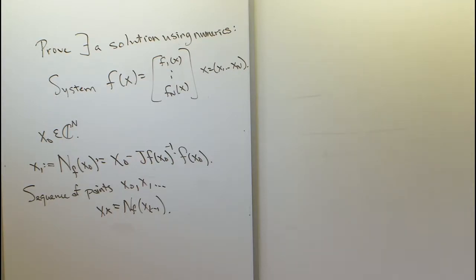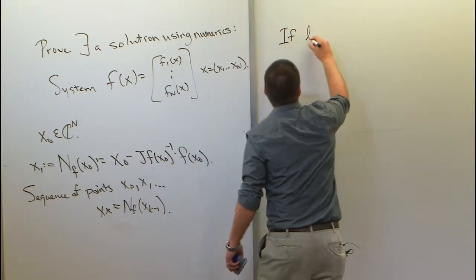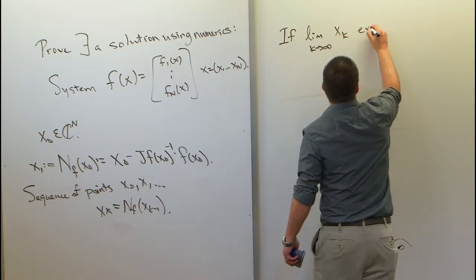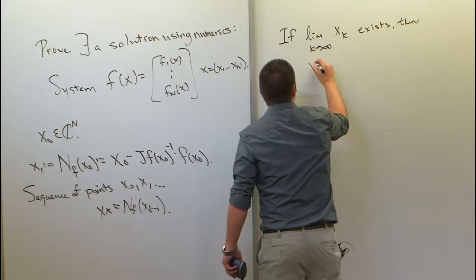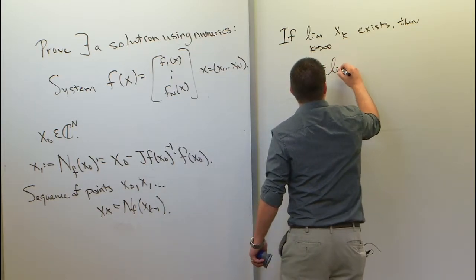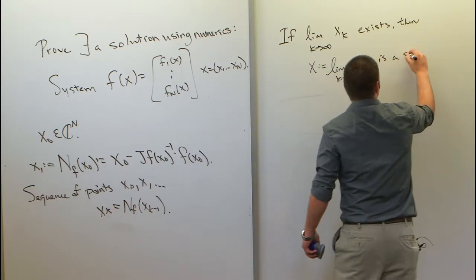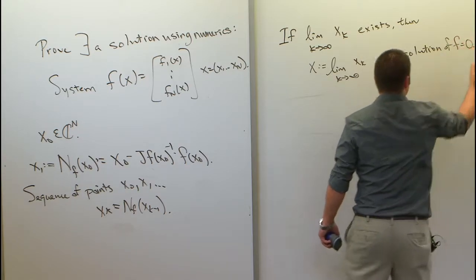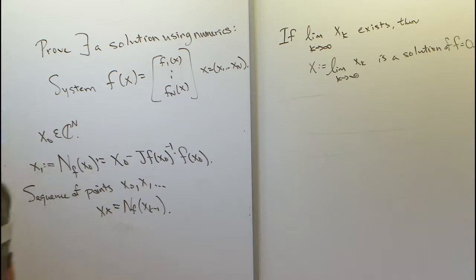So if you know that the limit as k goes to infinity of xk exists, then this limit is a solution. So if this has a limit, then you know you have a solution.